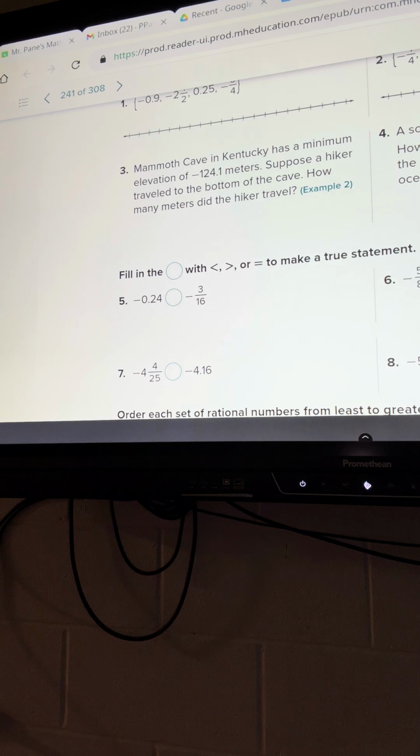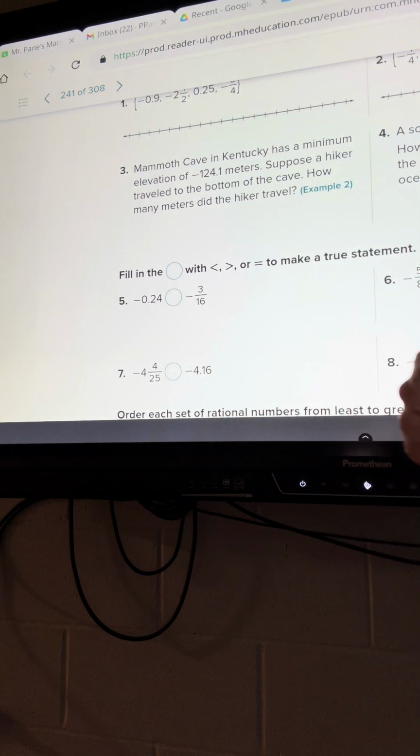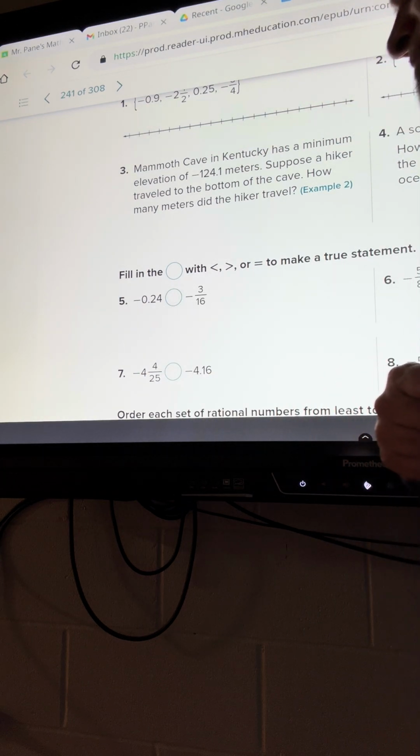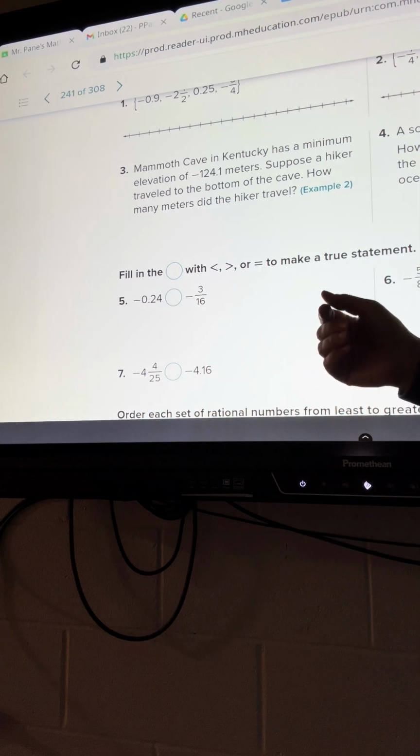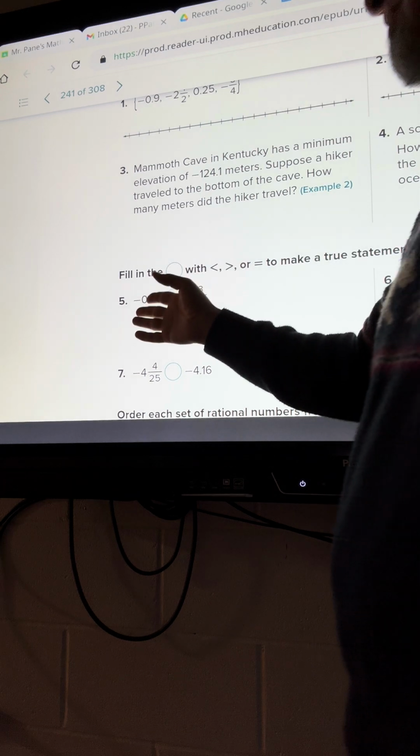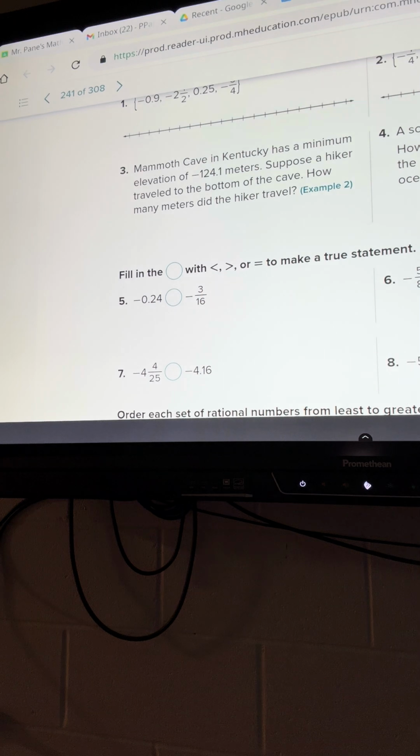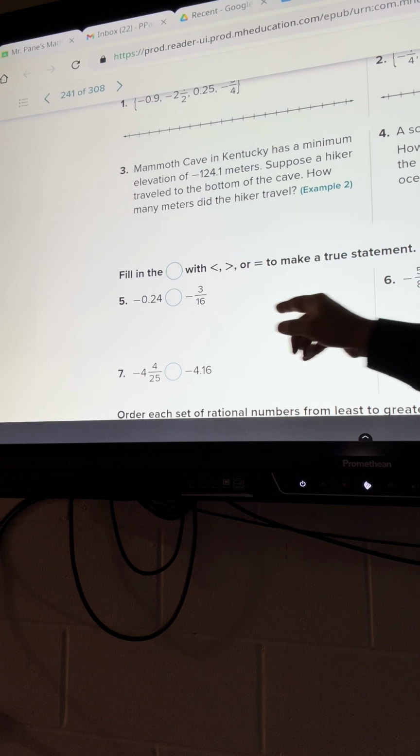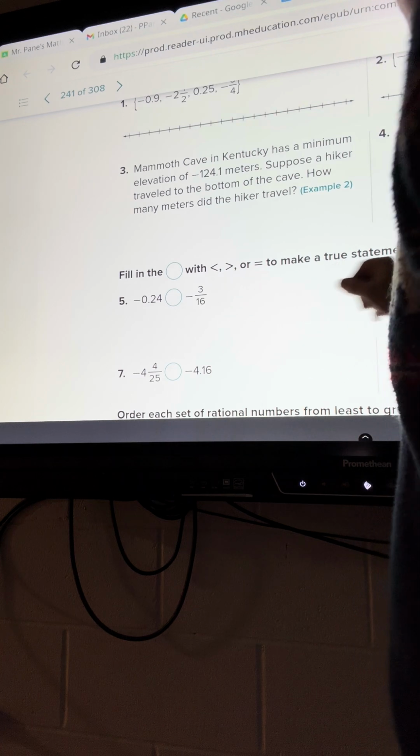Fill in the circle with less than, greater than, or it could be equal to make the statement true. So negative 24/100 compared to negative 3/16. Well, these are very close in size. So one thing that you could do is change one of them to a decimal or one of them to a fraction. To me, it would make more sense to take 3/16 and convert it to a decimal. So 3/16 is the same as 3 divided by 16.